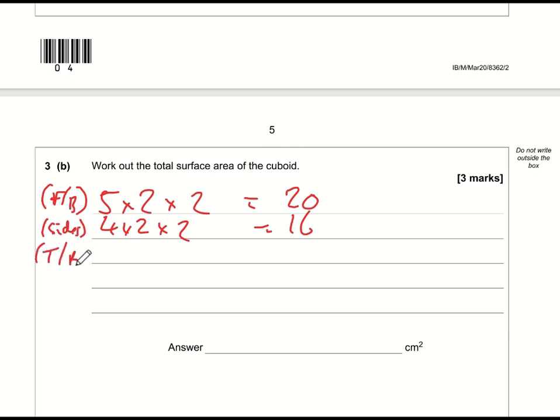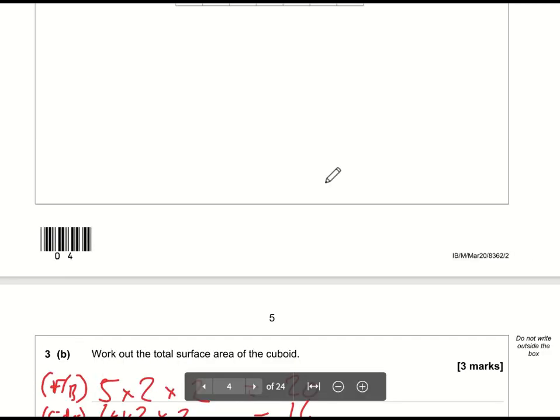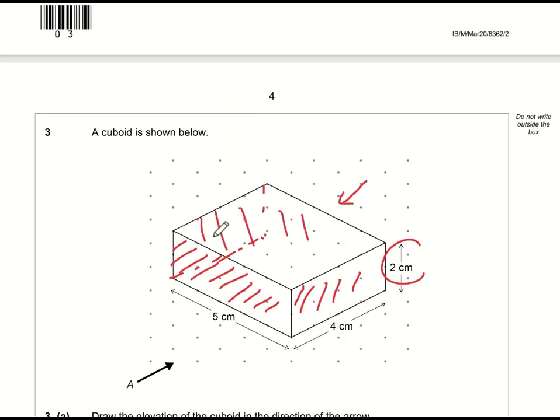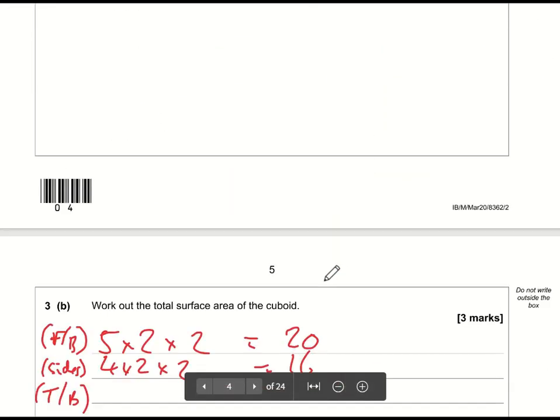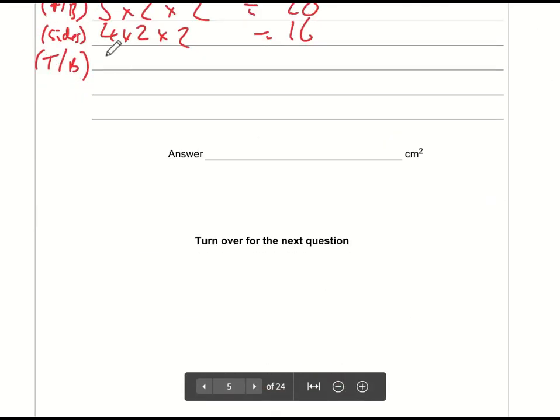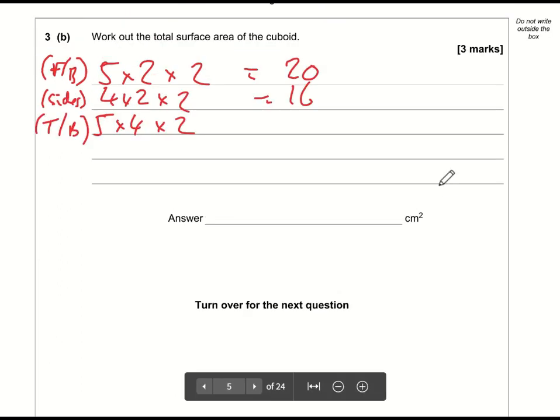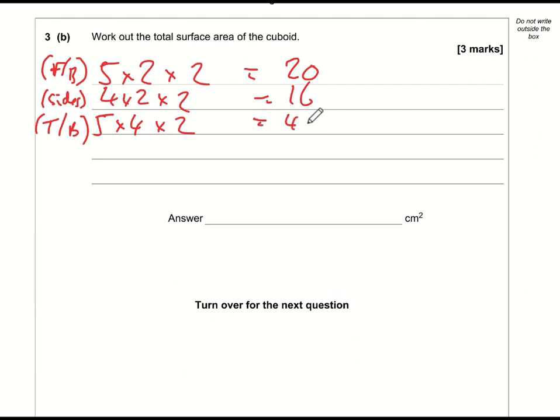And finally, we've just got the top and the bottom. The top here is 5 by 4, and of course the bottom is also 5 by 4, so we've got two 5 by 4s. So 5 times 4 doubled, if we scroll up a bit, comes to 40. So the total surface area is going to be 40 plus 20, which is 60, plus 16, and that comes to 76 square centimetres.